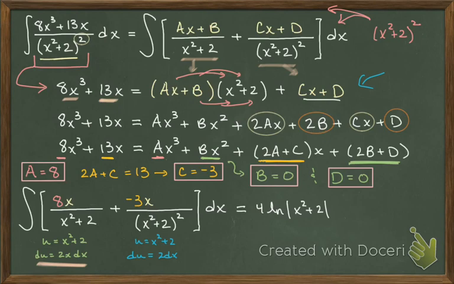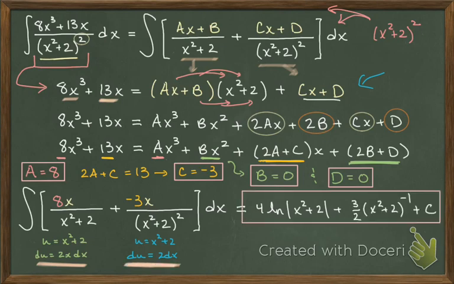This one doesn't result in a du over u, it's going to result in a du over u squared. So the antiderivative isn't a natural log here. It's going to give me a u to the minus 1. So when I bring everything back in, it's a minus 3/2 times (x squared plus 2) to the minus 1, divided by the new power, divided by another negative. So that's why you see a plus sign in between. Okay. There's my antiderivative.